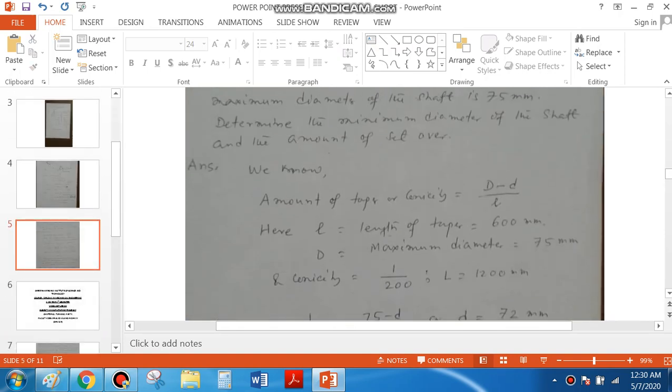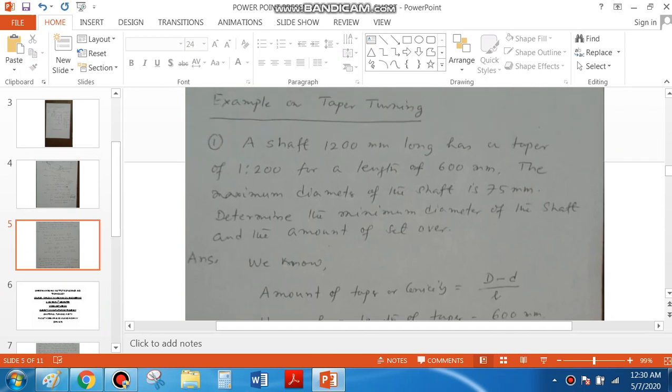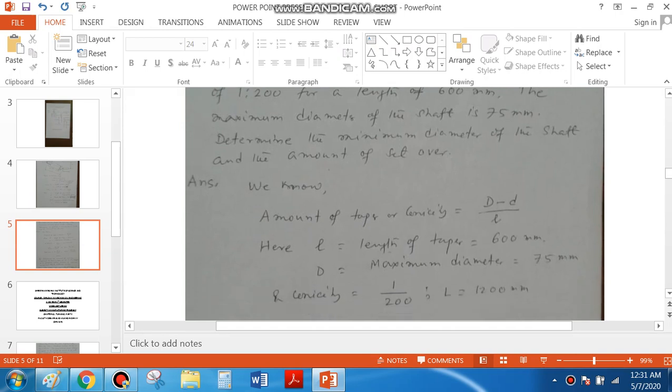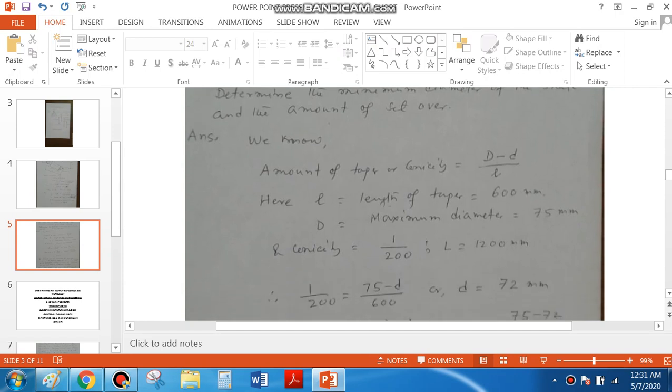The first problem says that a shaft 1200 millimeter long has a taper of 1:200 for a length of 600 millimeter. The maximum diameter of the shaft is 75 millimeter. Determine the minimum diameter of the shaft and the amount of set over. What we know here is the amount of taper, the conicity, which is 1 by 200, and which is capital D minus small d by small l. Small l is the length of taper, which is 600 millimeter. Capital D, the maximum diameter, is 75 millimeter, and capital L is 1200 millimeter.